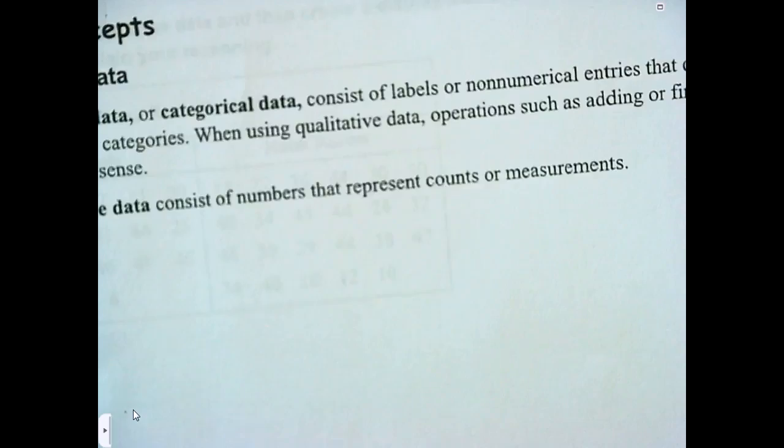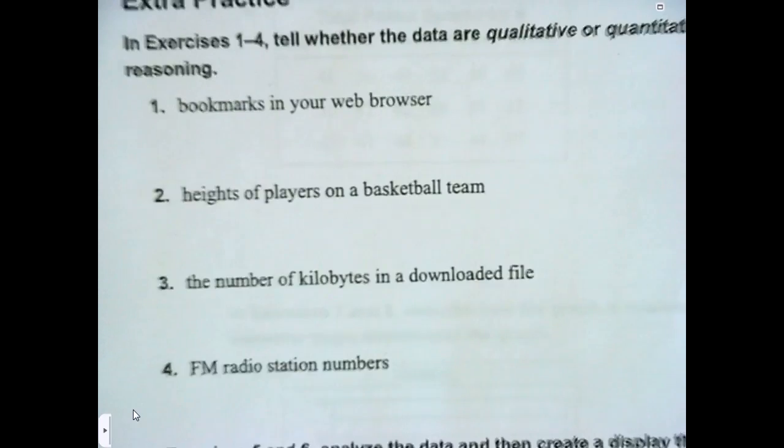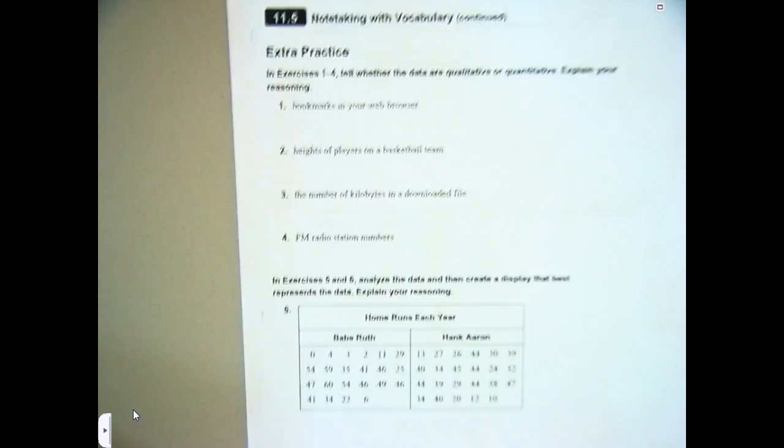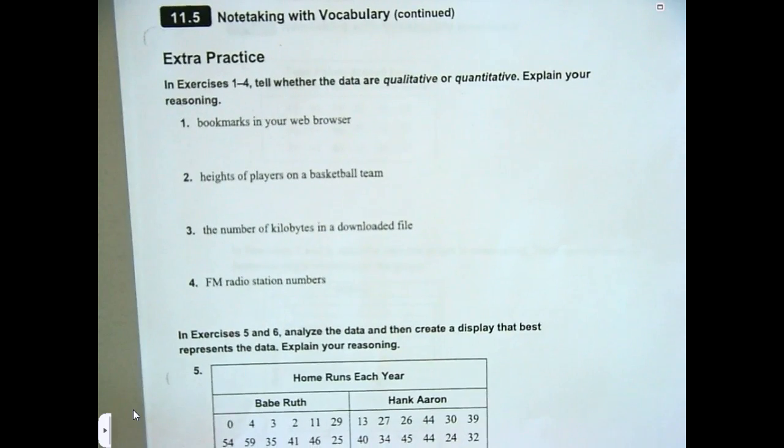All right. Good stuff. Once you take a look at page 352 of your student journal, please, go ahead and work with your groups on questions 1 through 4. Quantitative, qualitative, explain.